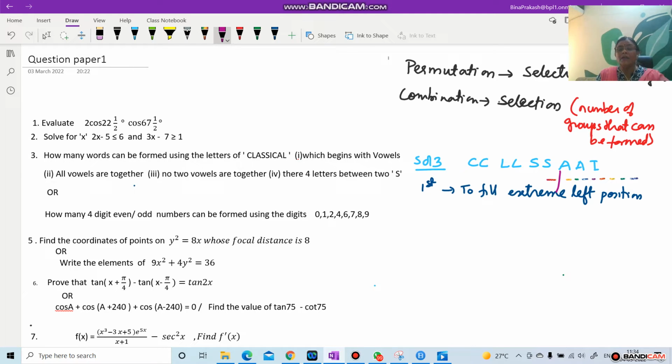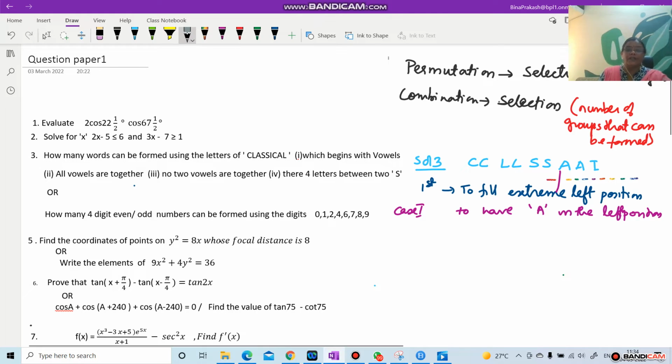So let us now take up this in terms of two cases. So I'll explain it in two ways. Case 1. What is case 1? To have A in the extreme left position. So we have decided to keep the extreme left position for A. That is, you are using only one element, that is A. Now what are the elements that you have for the remaining 8?